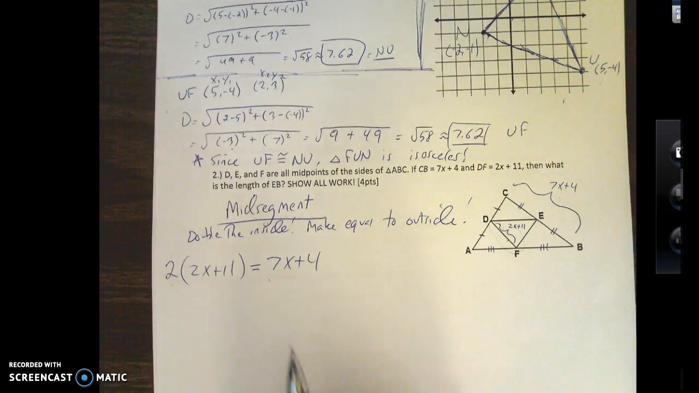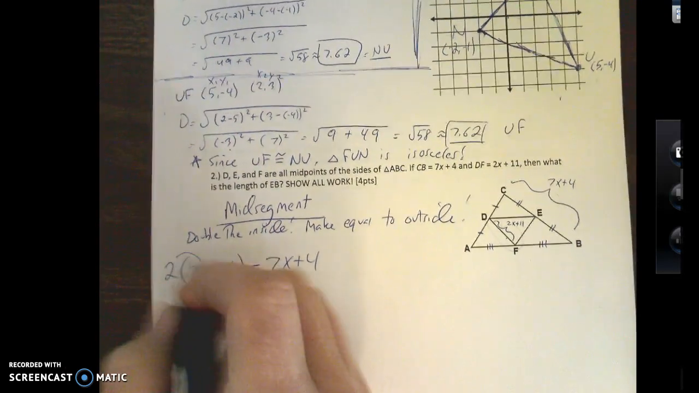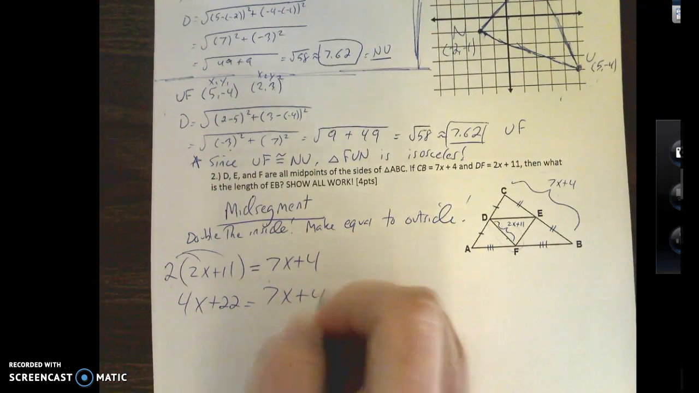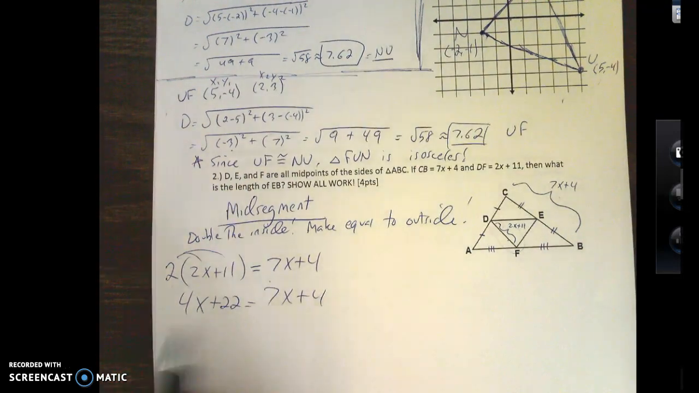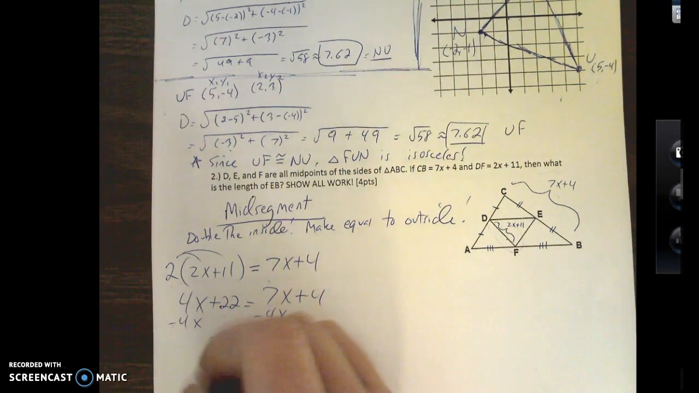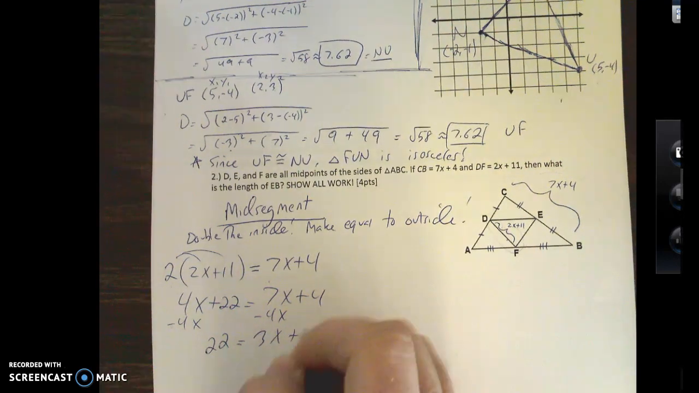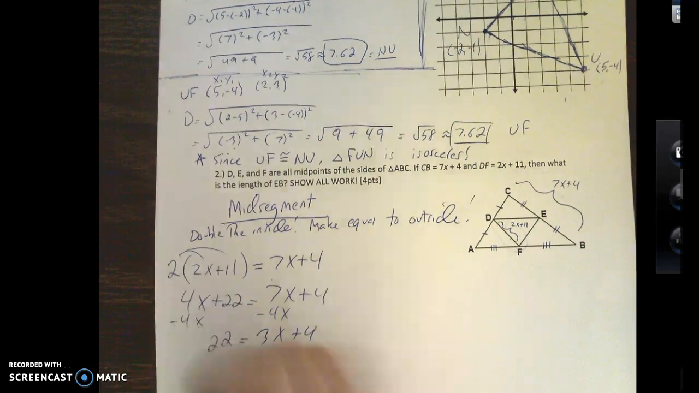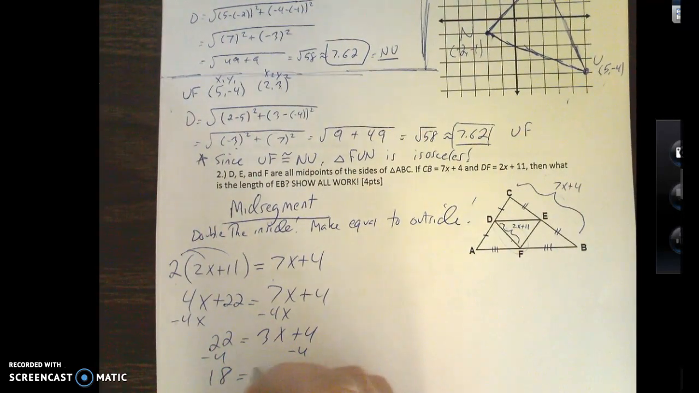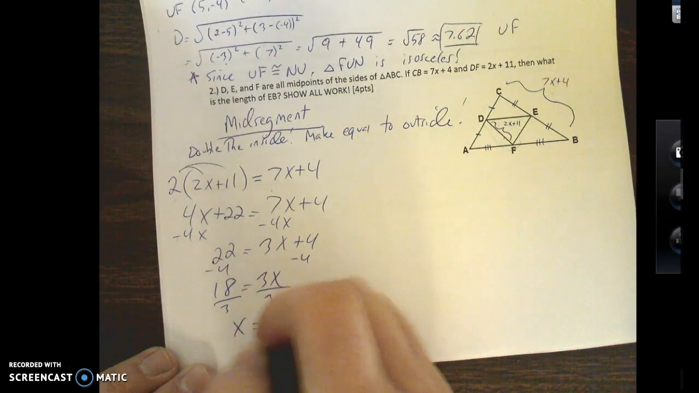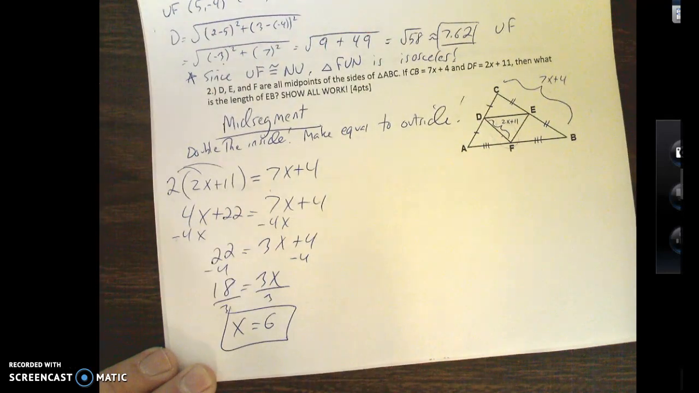Alright, since I have two parentheses, 2x plus 11, I can distribute that in. 4x plus 22. Okay, and now I'm just solving this problem. I need to get all the x's on one side. Subtract 4x, subtract 4x. Okay, now I can subtract 4 over. 18 equals 3x. And I can divide by 3. x equals 6.